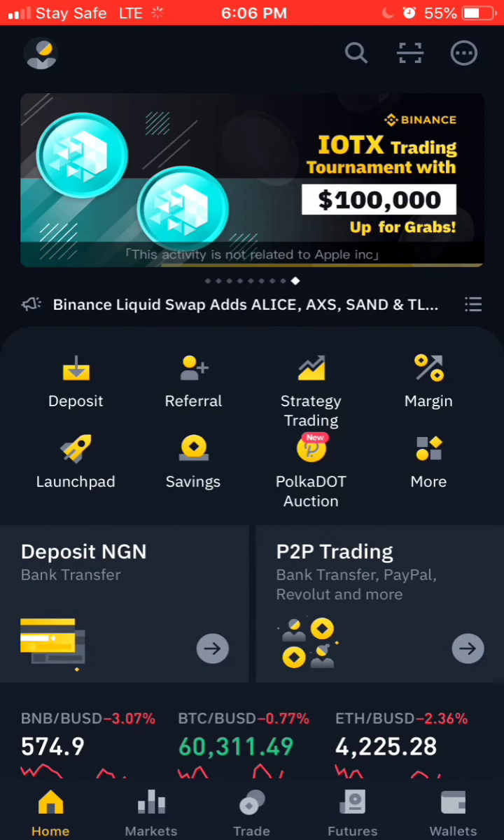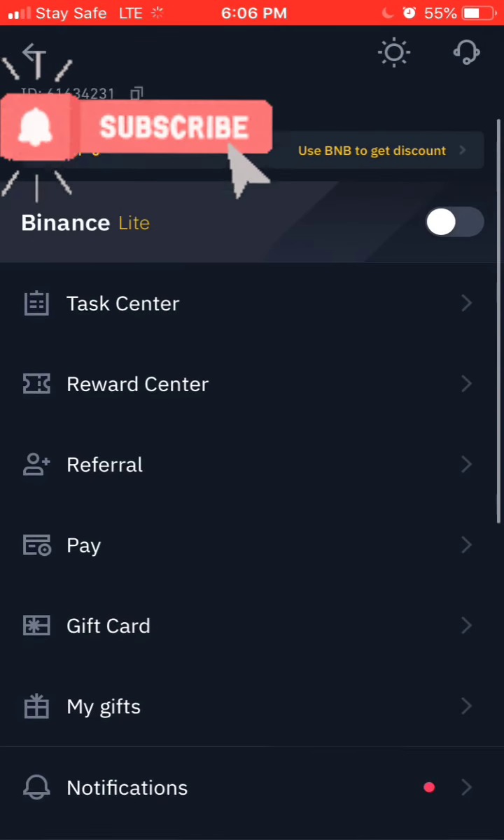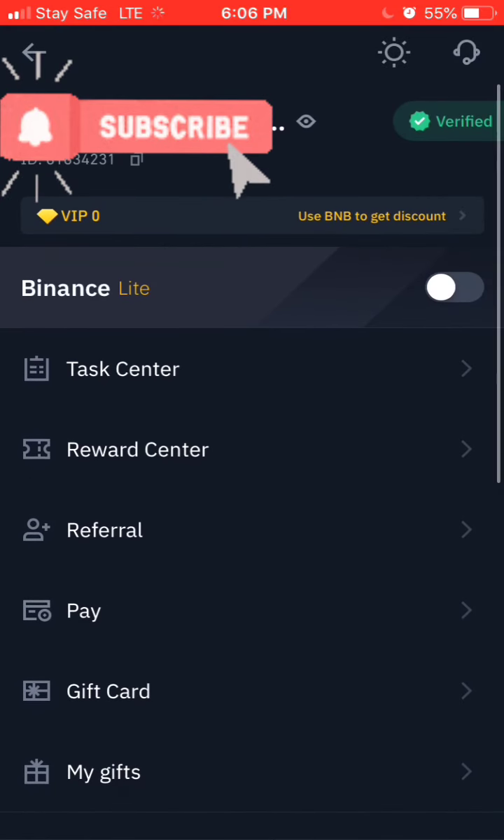The first thing you'd have to do is log into your Binance account. If you don't have a Binance account, then you'd need one, obviously. So kindly make use of the link down in the description box below to get 10% off your trading fees.